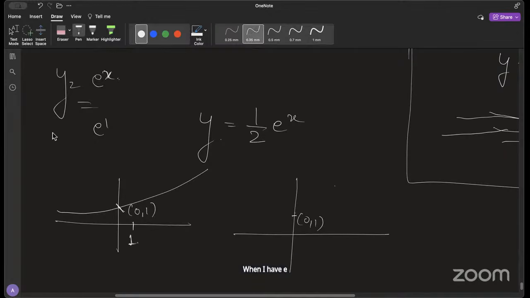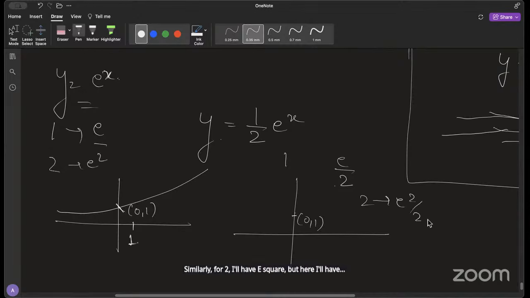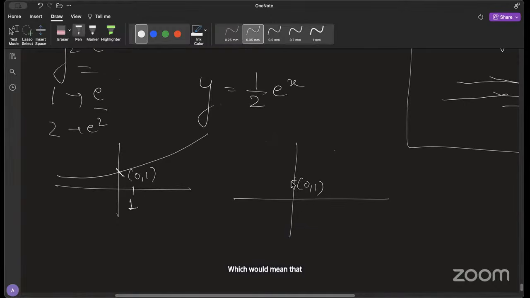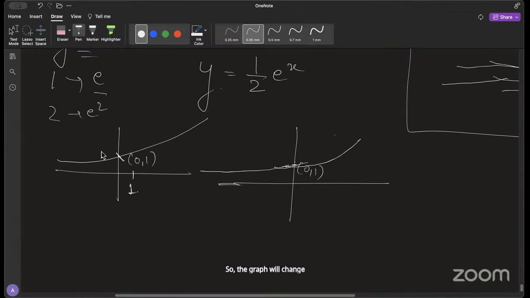When I have x at 1, I have e to the power 1, but at 1 here, I have e to the power 1 by 2, right? Similarly, for 2, I'll have e square, but here I'll have e square by 2. That means I get smaller numbers here. For the same x, I get smaller y's, which would mean that this graph still crosses through this one, but my height will be less than this. Similarly, if I take something negative, the graph will change like this.